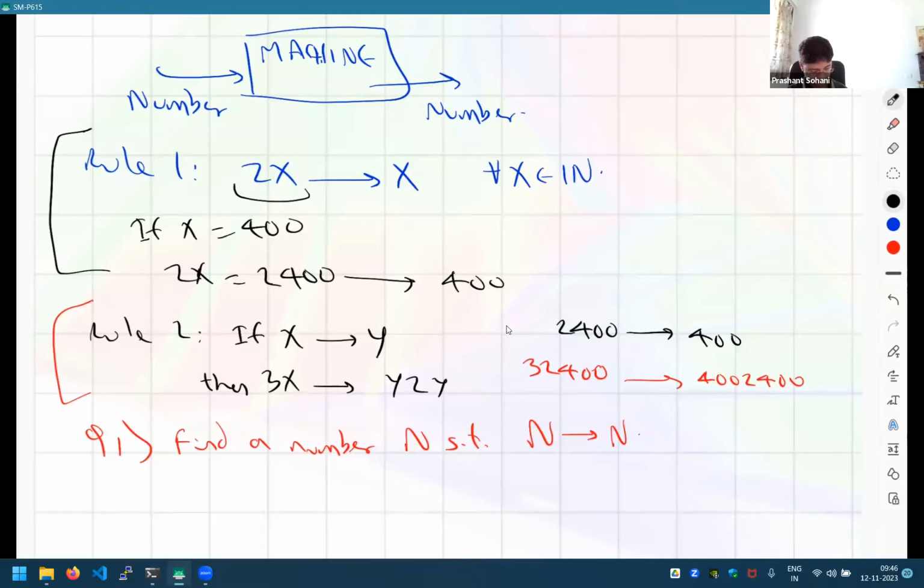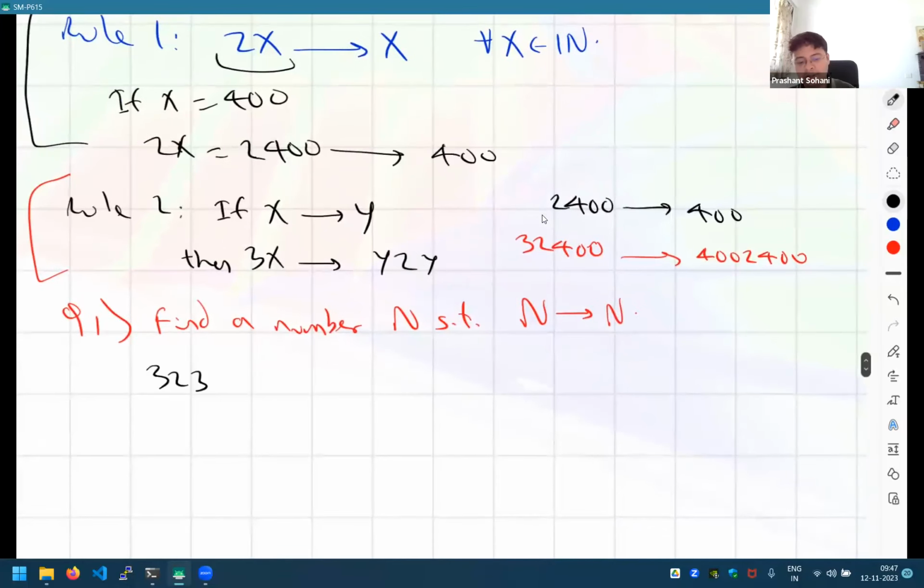Anushka, you have found it? Yes, sir. Okay, just a minute, let everybody try. Okay, so maybe Anushka, can you share the example? Yes, sir. 323. Yes, I think this looks correct, right? Because basically what will happen, 23 generates 3. So 3, 2, 3 will generate 3, 2, 3.